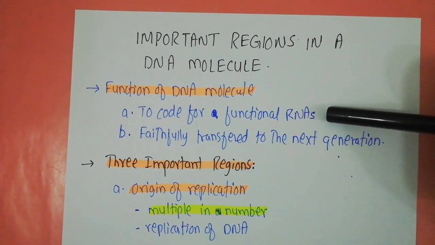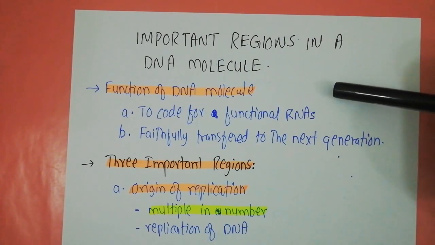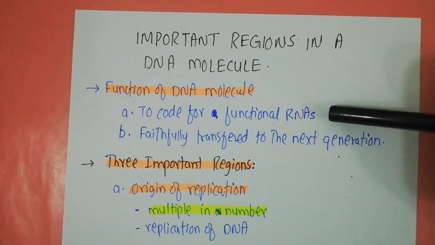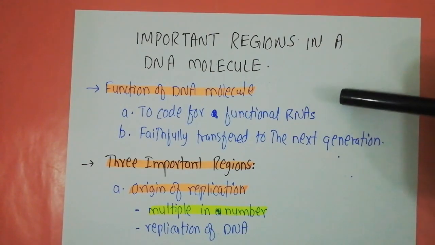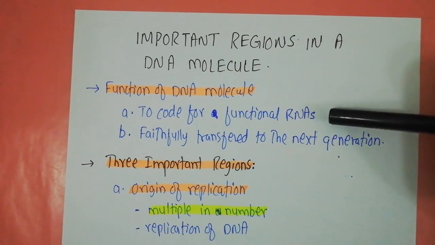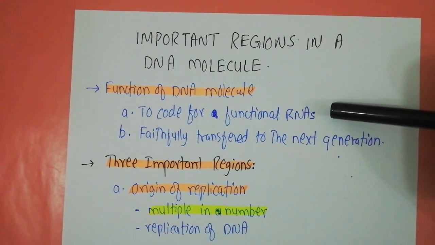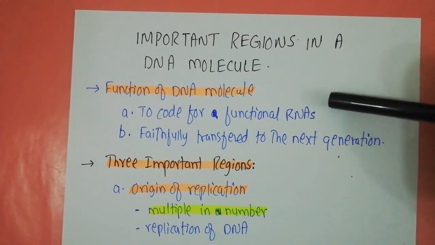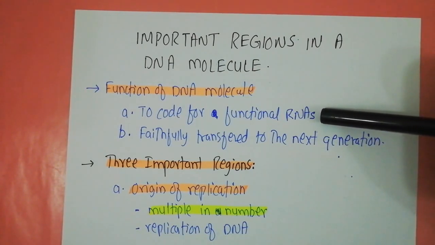Similarly, there are genes for the transfer RNAs, and when they are transcribed, those transfer RNAs help in the process of translation. There are also small functional RNAs which are responsible for regulation of gene transcription. So one of the important functions of the DNA is to code for the functional RNAs.